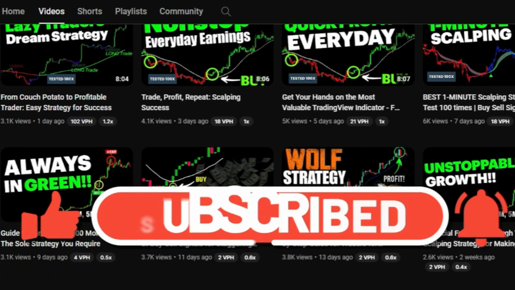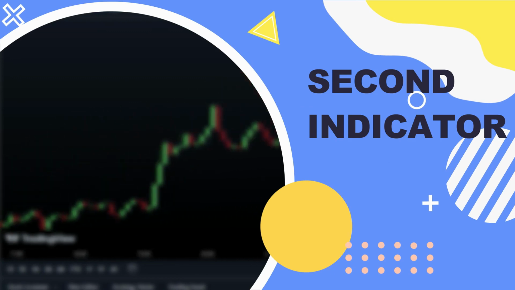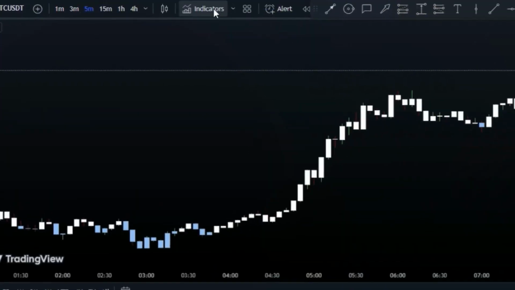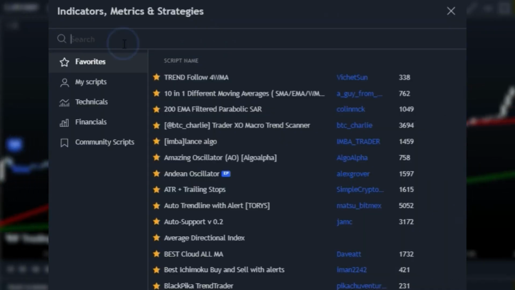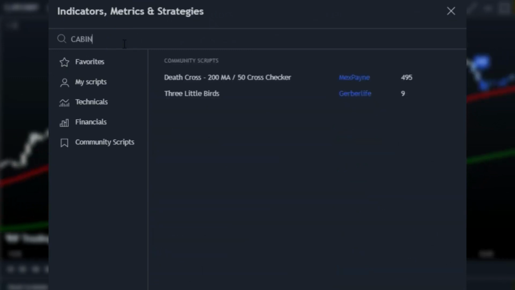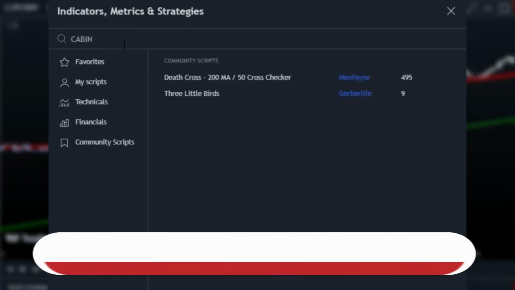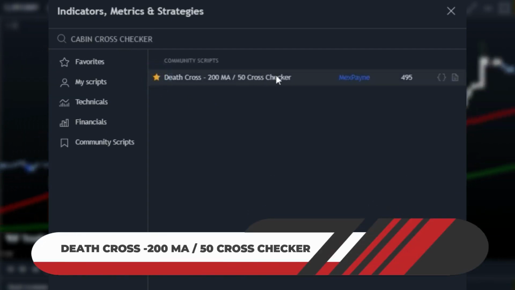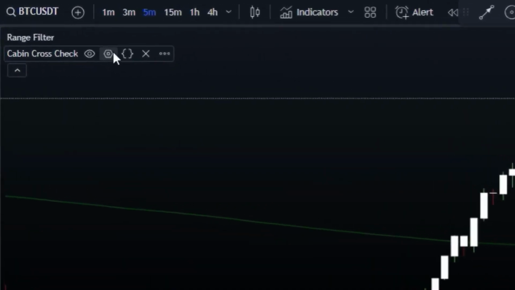Now let's explore how we improve our trading strategy by adding a second indicator to the mix, enhancing our ability to filter out those inaccurate signals and make smarter trades. Now let's introduce another tool to help refine our trading strategy, the Kaabin cross-check 200 MA 50 cross indicator. After adding it to the chart, we'll need to make a few adjustments.